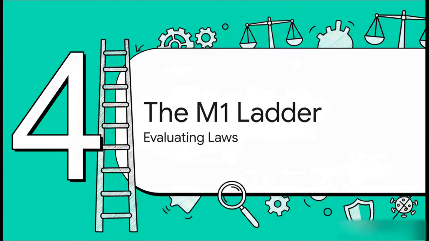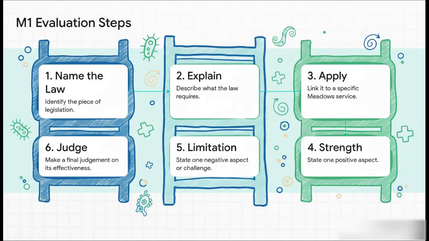All right, ready to climb up to a merit? That's what M1 is all about. This is where you go beyond just describing and comparing, and you start really evaluating how effective the laws are. Think of this as your M1 ladder. You've got 6 rungs to climb for each piece of legislation to really show you're evaluating. Following this structure ensures you're giving a proper, well-rounded evaluation, not just a simple description.